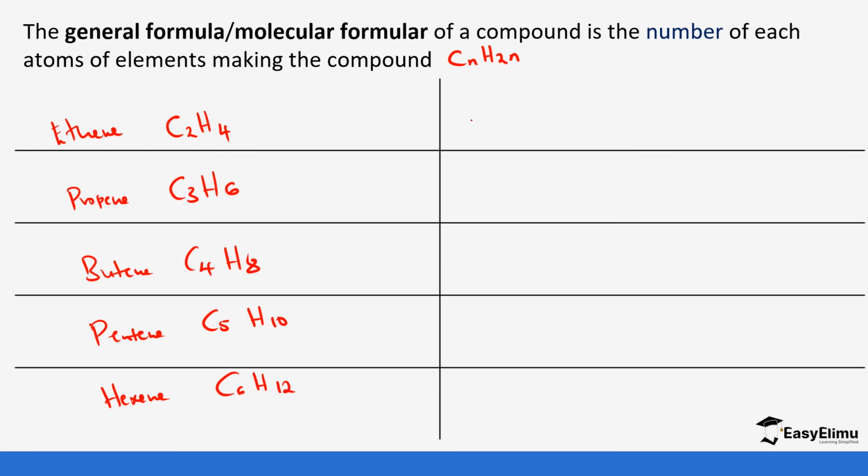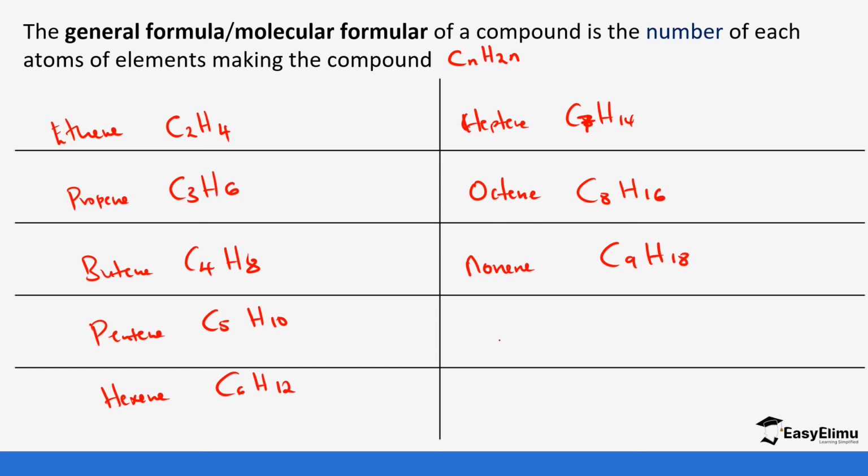And then we have heptene, which is C7, H14, that is 7 times 2. Then octene, which is C8, 8 times 2, which is 16. And then nonene, which is C9, 9 times 2 is 18, H18. And then we have decene, which is C10, 10 times 2 is 20. So that's the molecular formula. It shows the types of element present and how much.